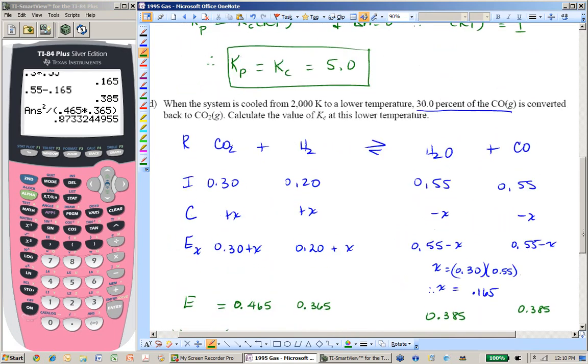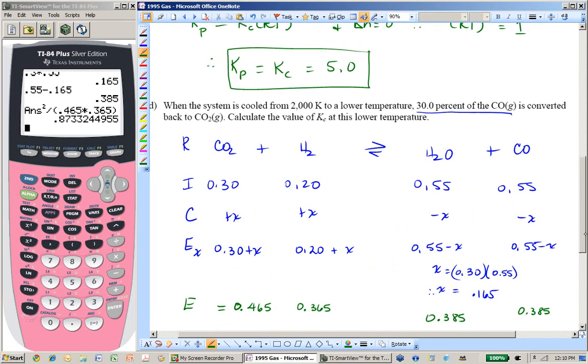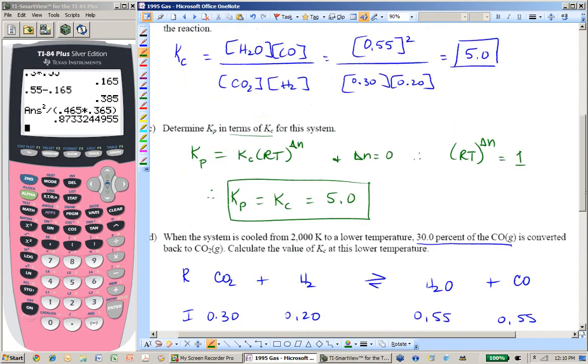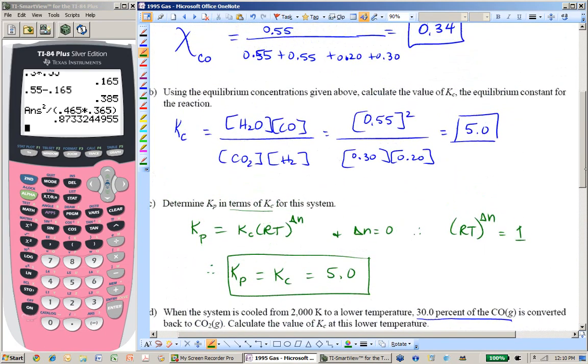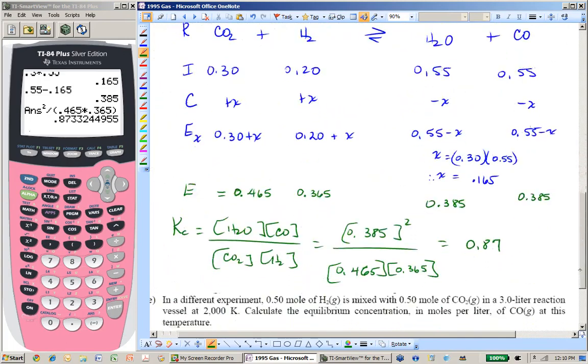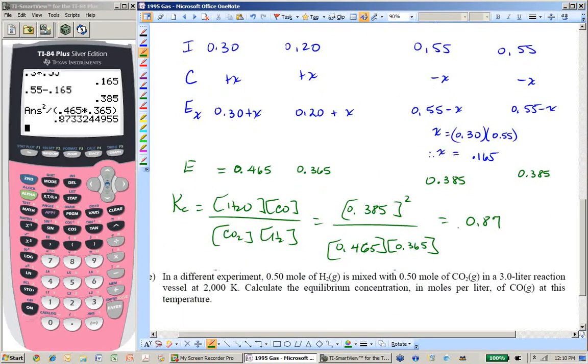Why am I going back to 2 sig figs? Because my first one was done in 2 sig figs. Oh, because the equilibrium concentrations they gave me are all in 2 sig figs, that's why.